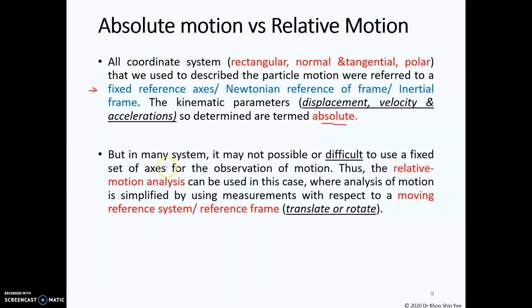absolute motion. However, in many systems, it may not be possible or it may be difficult to use the fixed reference frame in order to observe the motion. In this case, we can perform the relative motion analysis by measuring the motion with respect to a moving reference frame. The moving reference frame might translate or rotate.